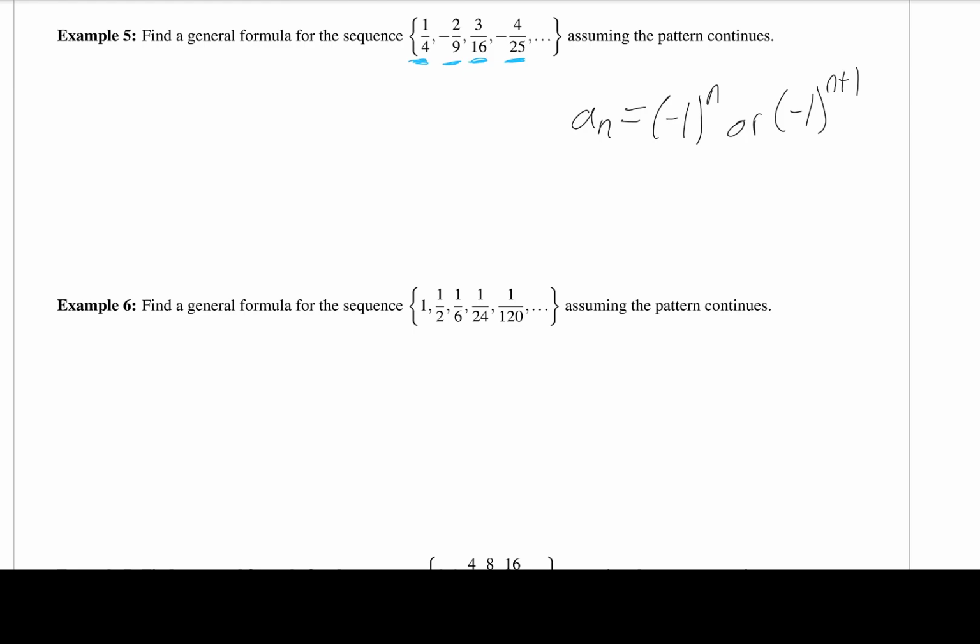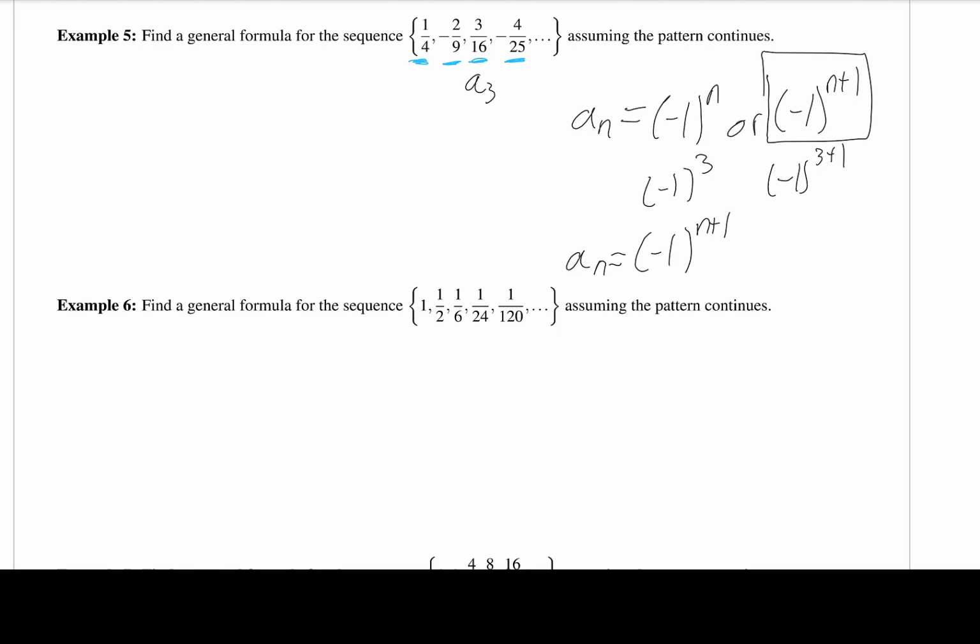To decide which one I need, I can look at this third term right here, a sub 3, and it's positive. Notice if I calculate negative 1 to the third, that'll give me a negative number. But if I do negative 1 to the 3 plus 1, that will give me a positive number. So that's what tells me I need to have negative 1 to the n plus 1. Okay. So we're going to have negative 1 to the n plus 1, and now I need to figure out the rest of it.